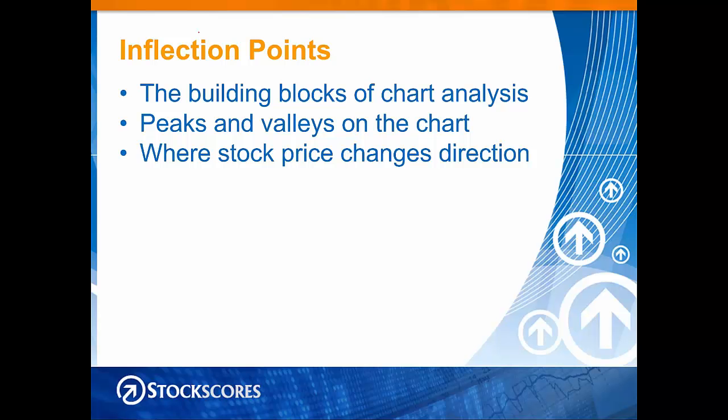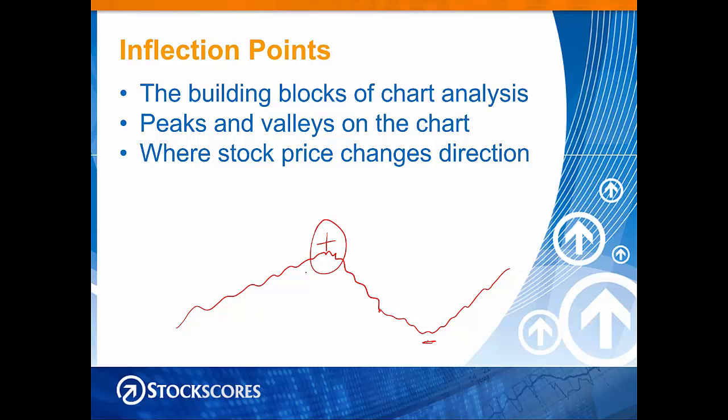Well, to do that, we need to understand this basic concept of inflection points. These are the building blocks of chart analysis. They represent the peaks and valleys on the chart, where stock price changes direction. So if you have stock price moving up, and then it stops going up and starts going down, you have created a peak right there, which we call an inflection point. And if price is going down and then stops going down, we have made a valley right there, which we also call an inflection point.